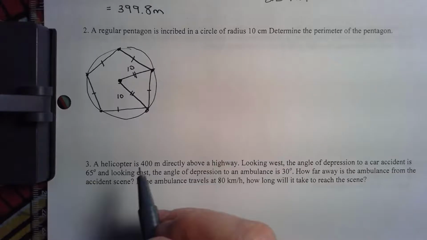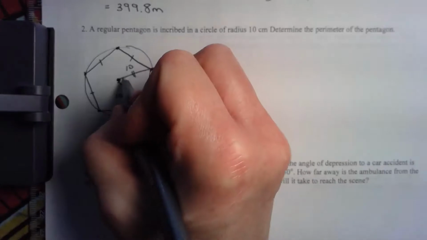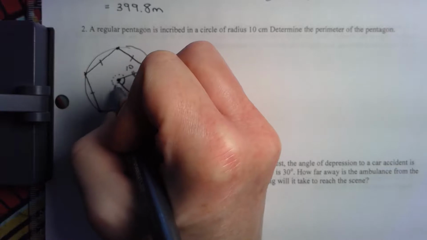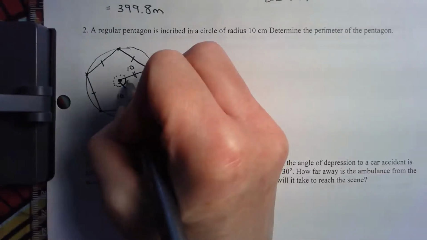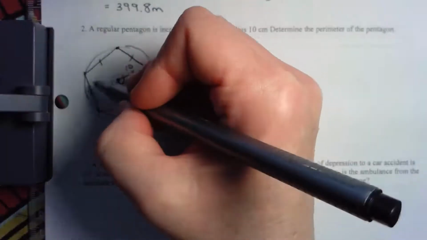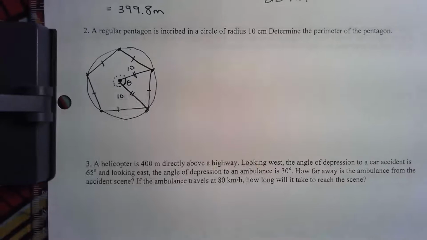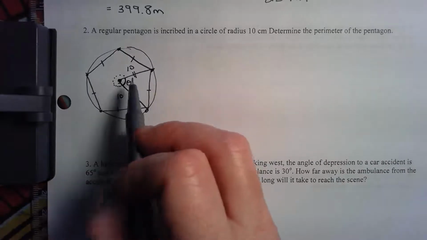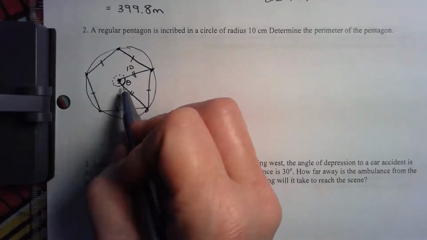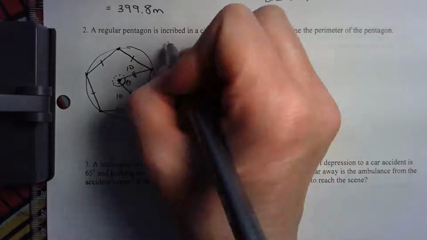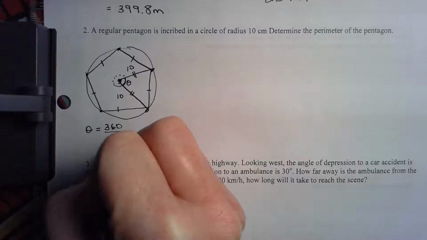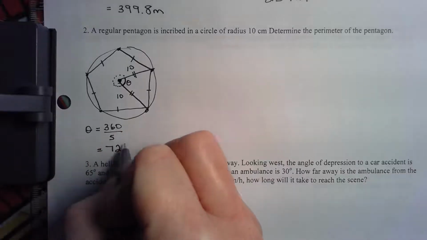Now, the other thing we know when we're looking at this pentagon is that we know this angle right here, so we'll call that theta. So we know that we would make one, right? If we have 1, 2, 3, 4, 5 of these triangles inside of our pentagon, and each of these triangles are going to be the same. And so we can take our 360 for our circle and divide it by 5 to get our theta. So theta is equal to 360 divided by 5, which is 72 degrees.